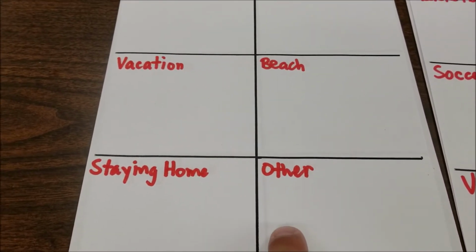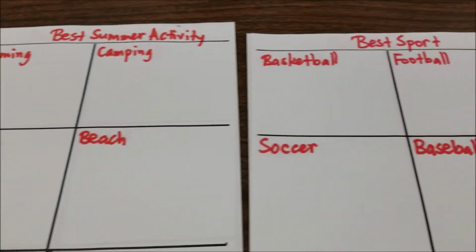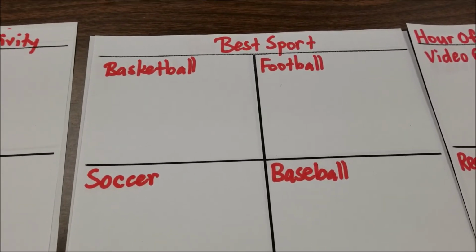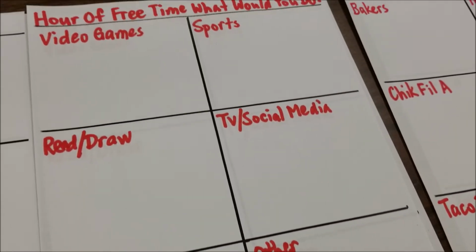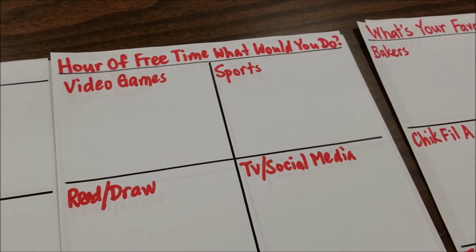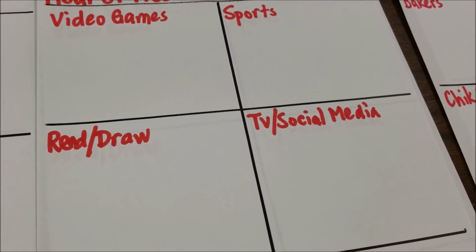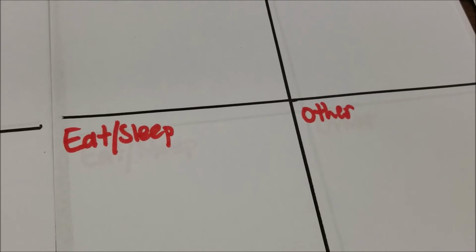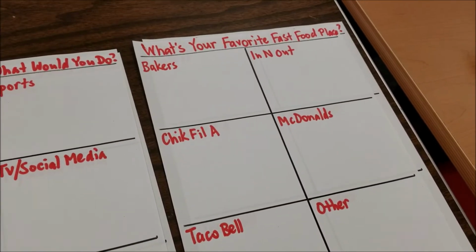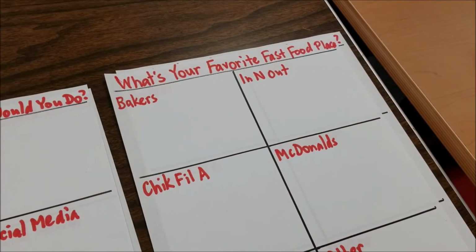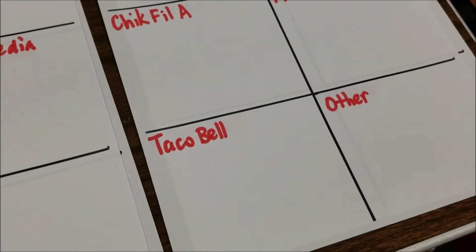So other is going to be for those students that have an answer that's different from the rest of the 5. So I have best sport: basketball, football, soccer, baseball, volleyball, or other. Then I have, if you had an hour of free time, what would you do? Video games, sports, read or draw, TV or social media, eat or sleep, and other. And for us that live in California here, what's your favorite fast food place? So we have Baker's, In-N-Out, Chick-fil-A, McDonald's, Taco Bell, and other.